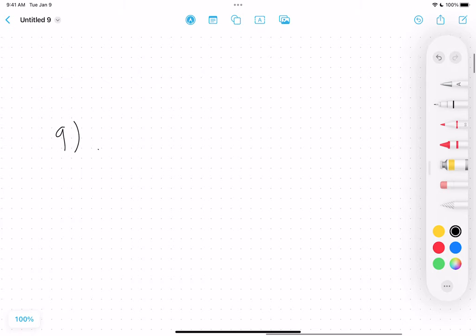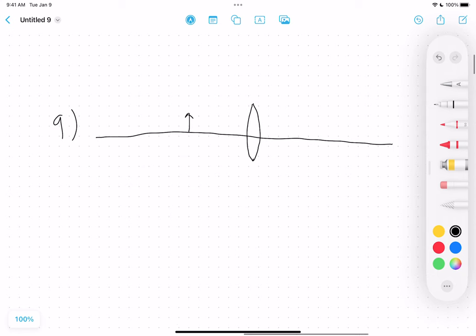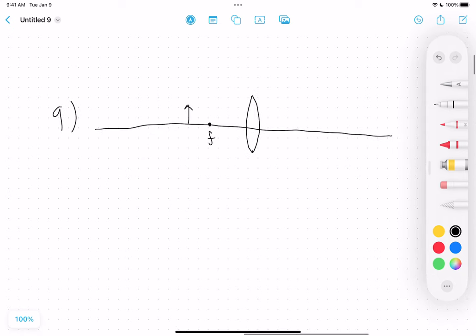Okay. I don't know if I should just draw this out. That's fine. And we have a converging lens, like that. We have our focal length over here, focal length over there, roughly. But now they want us to use ray tracing to find the location of the image due to the lens.